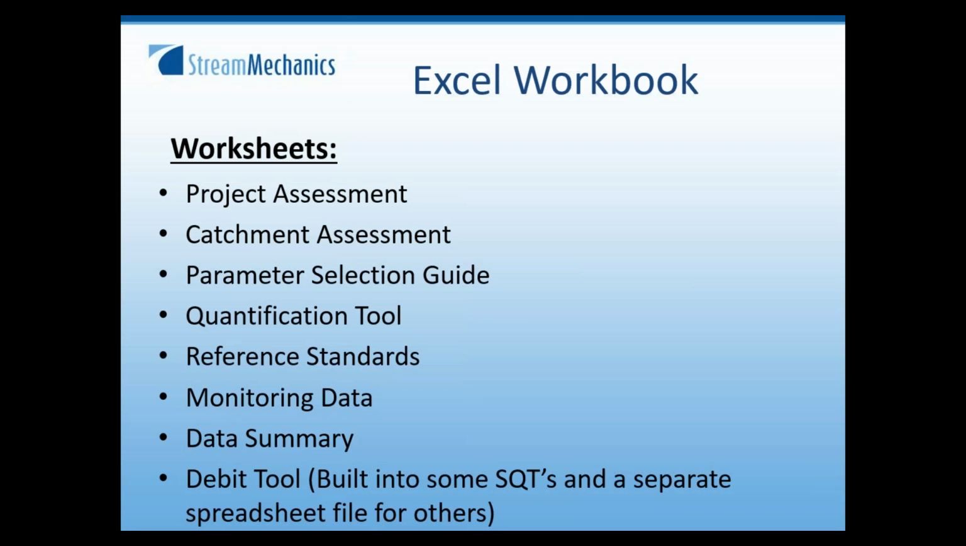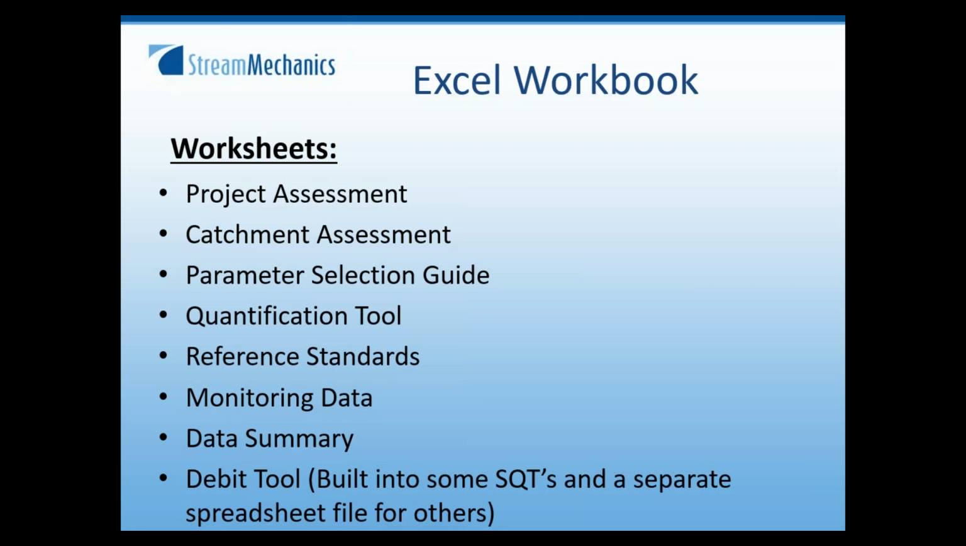But for places like North Carolina or Tennessee where the whole state is wooded, then it would more likely be required. So the quantification tool is kind of the heart and soul of the workbook. This is where the lift and the loss calculations take place. The reference standards worksheet is a big worksheet with all the different reference curves where, if we know what the field value is, it will return an index value. This is where the scoring happens.